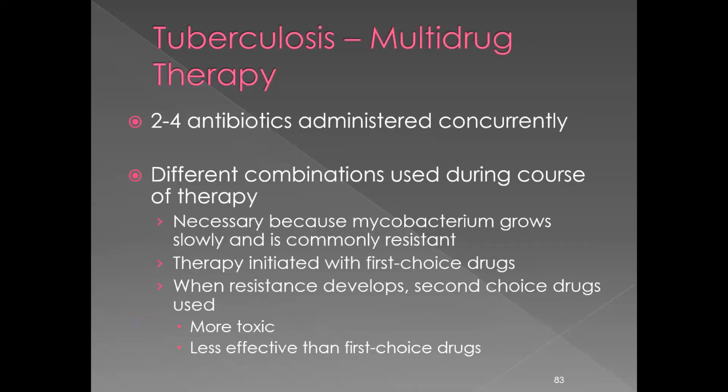2 to 4 antibiotics are administered concurrently, and different combinations are used during the course of therapy. This is necessary because Mycobacterium grows slowly and is commonly resistant to therapy that was initiated with the first choice drugs. So when resistance develops, a second choice drug is used, and they're more toxic but less effective than the first choice drugs.